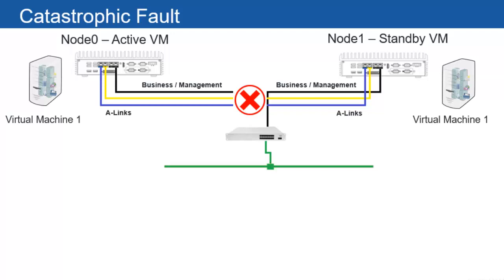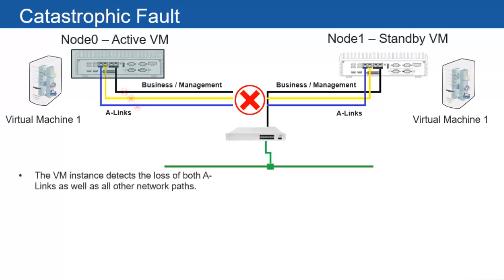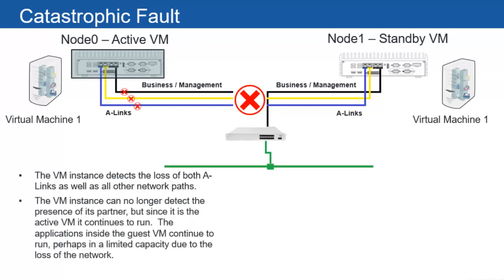The VM instance on node 0 detects the loss of both A-Links as well as all other network paths. The VM instance can no longer detect the presence of its partner, but since it is the active VM, it continues to run. The application inside the guest VM continues to run, but perhaps in a limited capacity due to the loss of the networks.